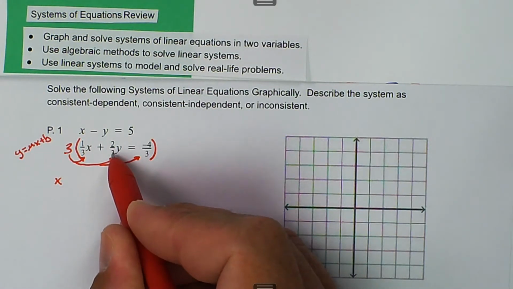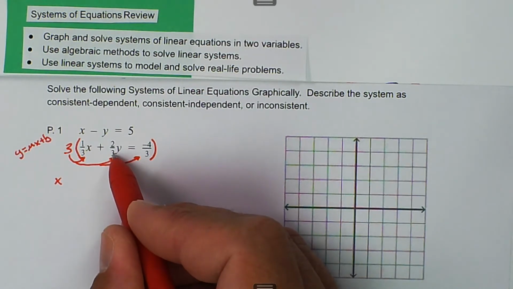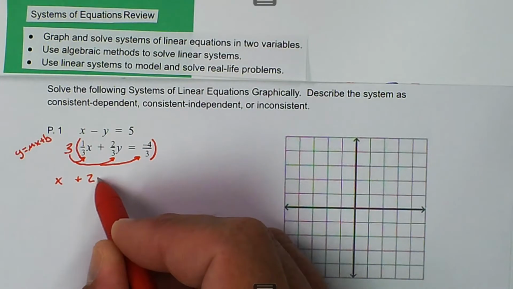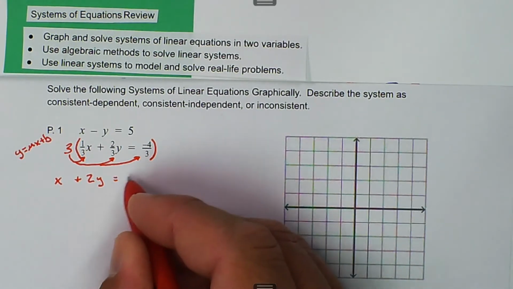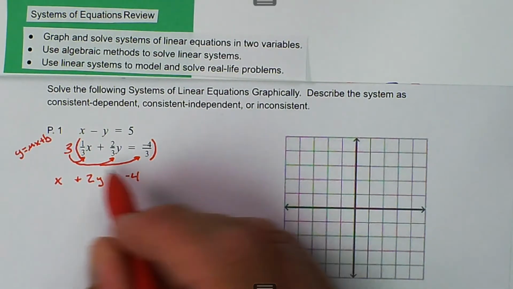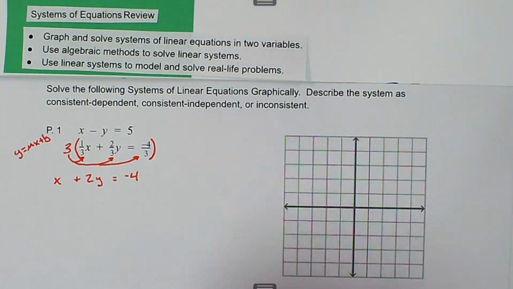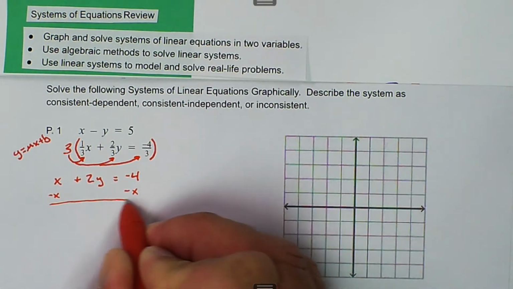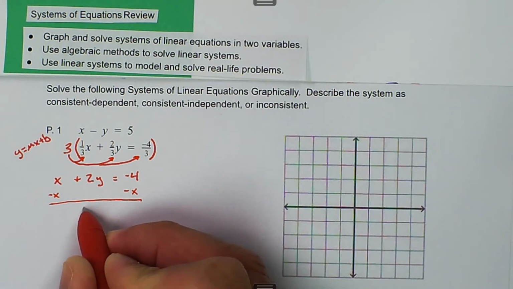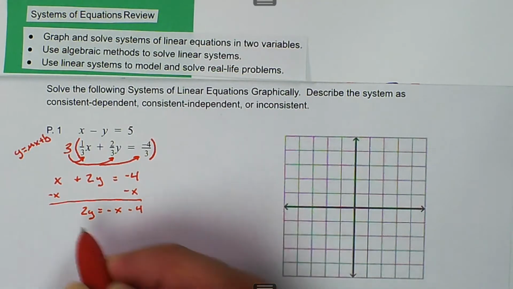3 times 2/3 is 6 divided by 3, which is 2y. And 3 times -4/3 is -12/3, which is equal to -4. Basically, all we did was get rid of the 3 in the denominator. Now we want to get y by itself, so I can subtract x, and we get 2y is equal to -x minus 4.